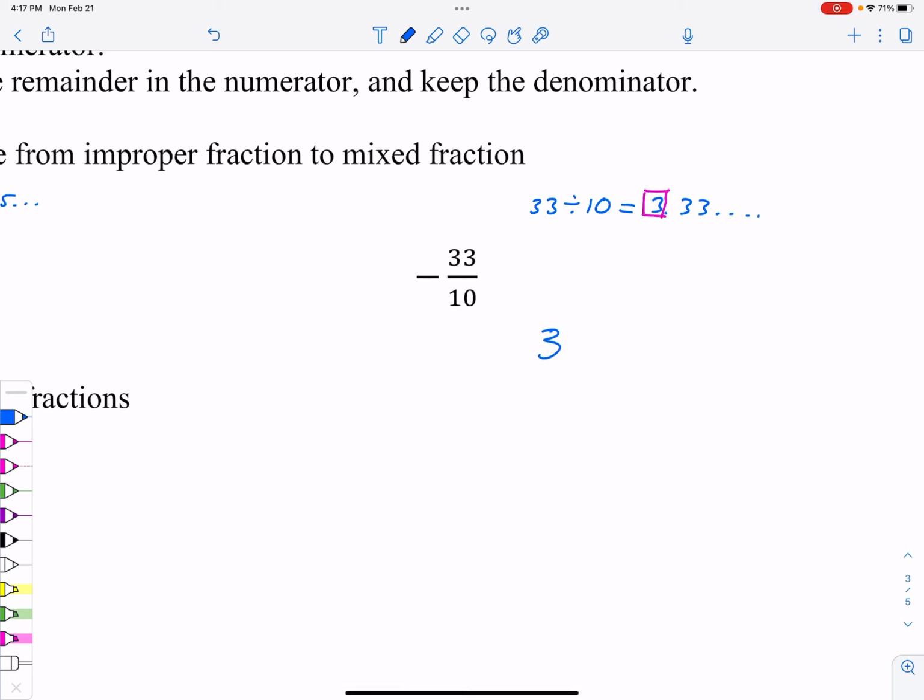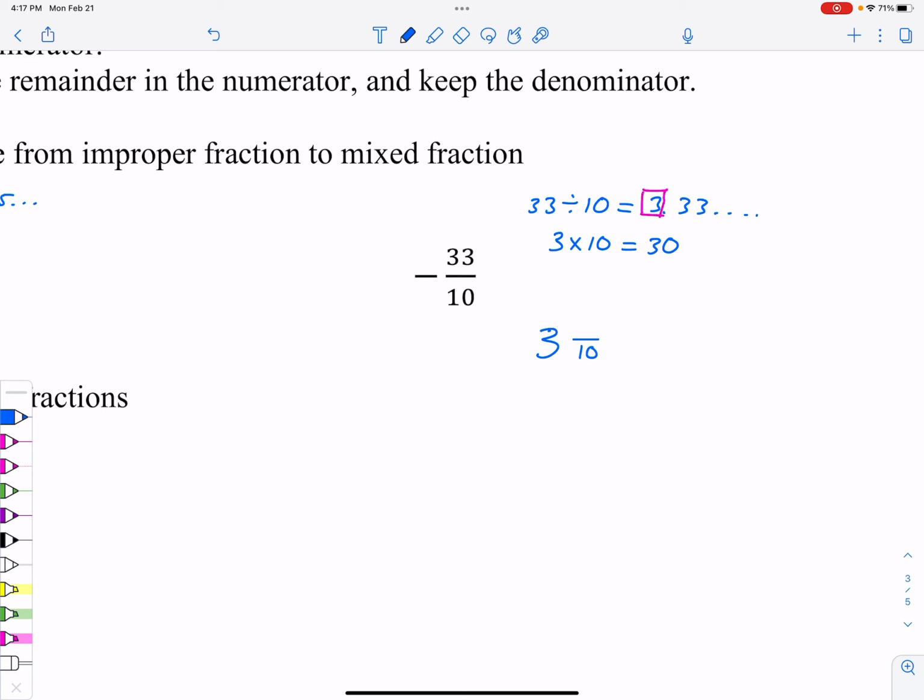So we're going to take our 3 and multiply it by 10, and we have 30. So that means 30 out of the 33 is represented here. So we're going to take 33 and subtract the 30, and we have 3 left. So that means our remainder is 3. And then because this was negative, we have to add the negative to our final answer. So we're going to have negative 3 and 3 over 10.